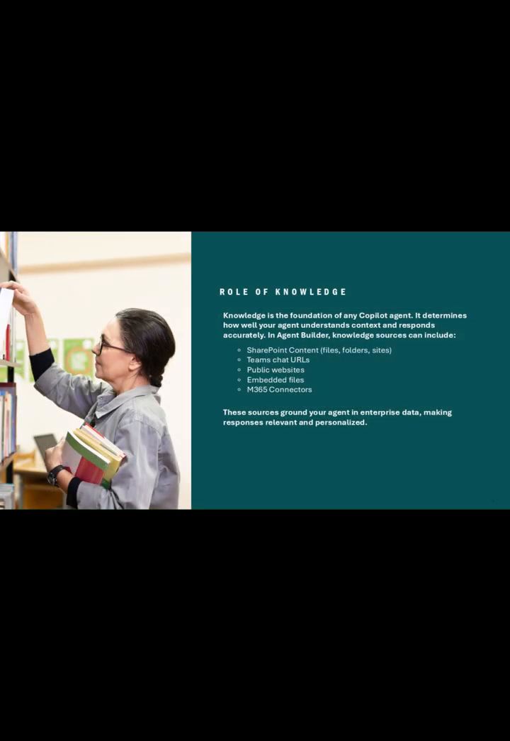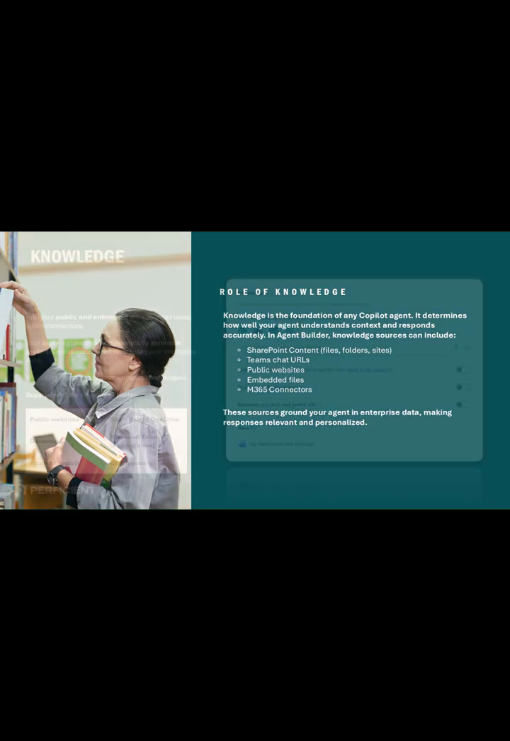Knowledge is the foundation of any Copilot agent. It determines how well the agent understands context and responds accurately. Knowledge sources can include SharePoint, Teams chats, public websites, and embedded files. These sources ground the agent in enterprise data and make responses more relevant.